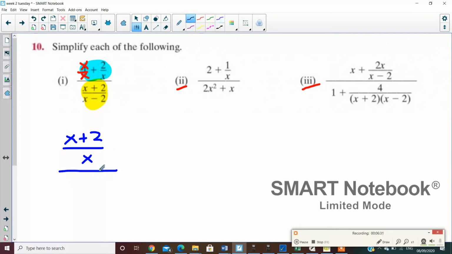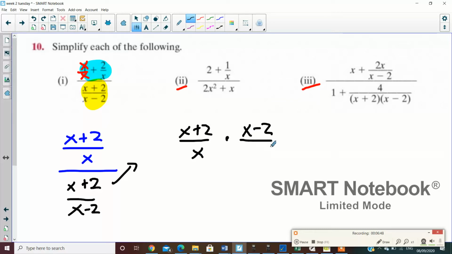Now, what's underneath? X plus 2 take away over x minus 2. Now what do I do with the bottom here? Just bring it up and turn it upside down, yeah? So what do we get then? X minus 2 by? What's your answer? X minus 2 over x. All day long. Is that okay with you guys? Good. Right.